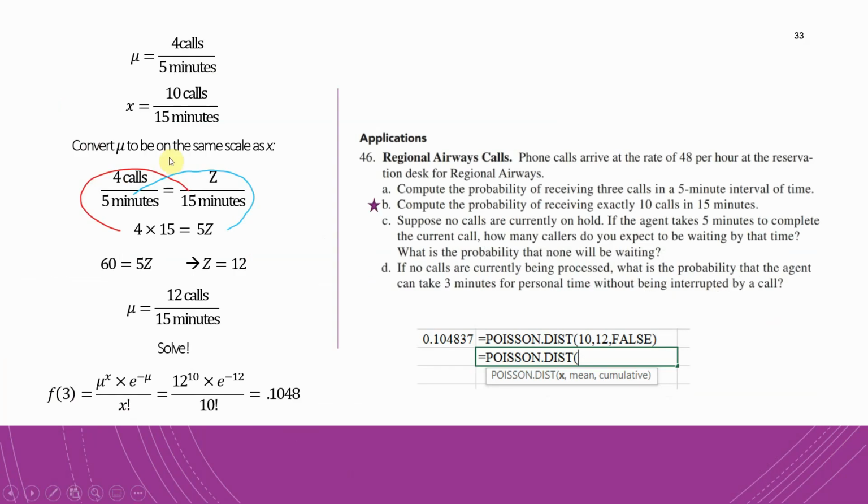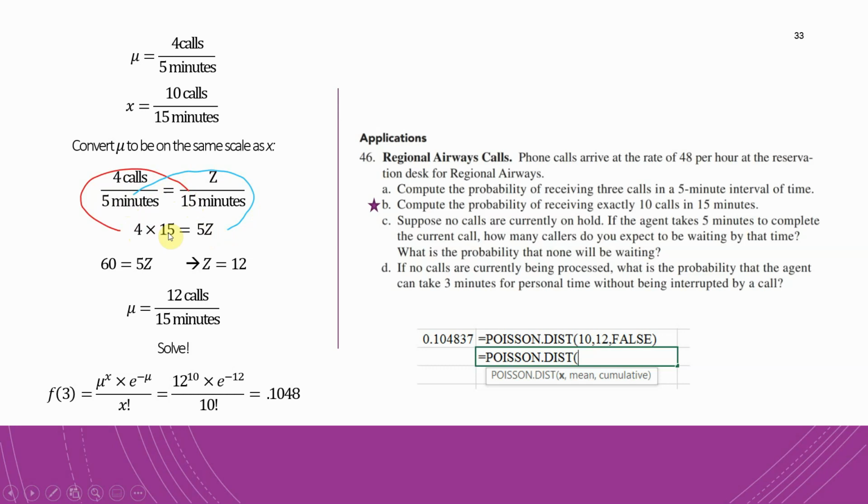Basically what you can do is just solve for z. We already have what we know here, but we want to convert this to see, well, if there's 4 calls per 5 minutes, how many calls are there per 15 minutes? So you can set these two equal, because technically the ratios should be equal. It's just the values that are going to change. So we set 2 fractions equal to each other, 2 ratios, and then we can cross multiply, multiply 15 minutes by 4 calls, to get 4 by 15, and then cross multiply 5 minutes by z to get 5z, and then we can solve for z.